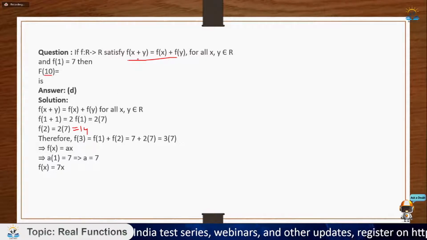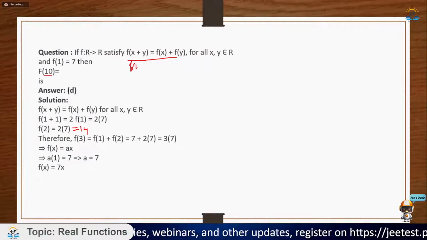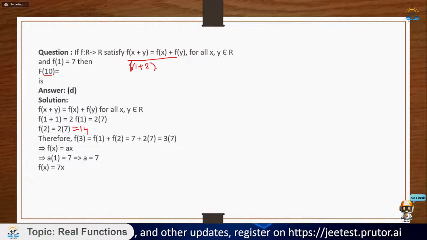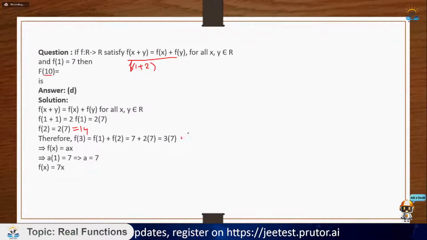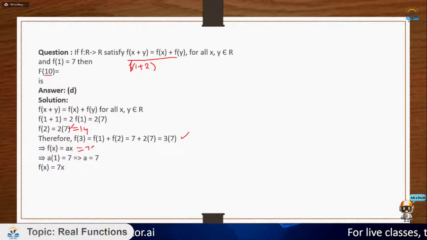Similarly, for f of 3, what you will do is take x equal to 1 and y equal to 2, because now you know the value of f of 1 and also the value of f of 2. So f of 3 would be f of 1 plus f of 2, which is equal to 3 into 7. It would be 2 into 7 plus f of 1, which is 7. So basically your answer is something like a into x, where a is 7. So basically f x is equal to 7x.